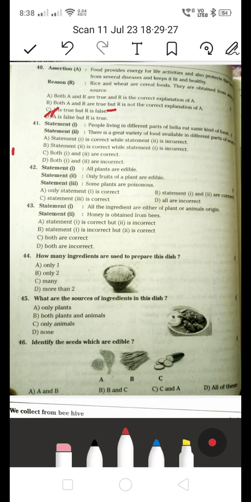Food provides energy for life activities, protects the body from several diseases and keeps us fit and healthy. Rice and wheat are cereal food. They are obtained from animals. That is wrong. So its answer is C.